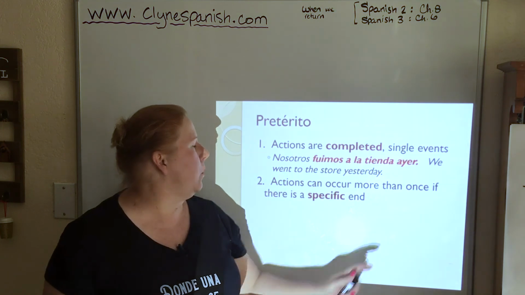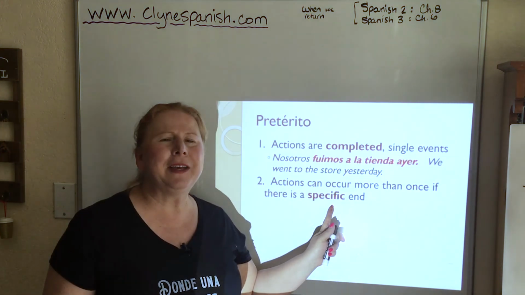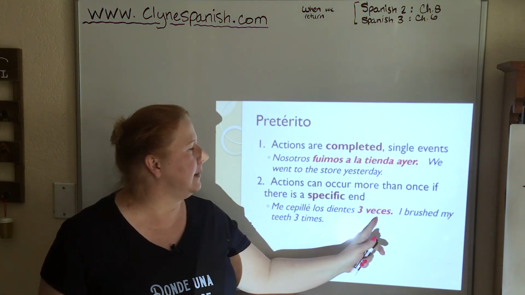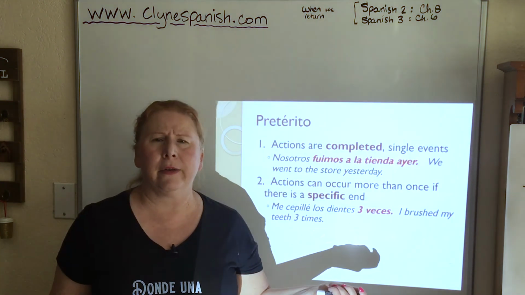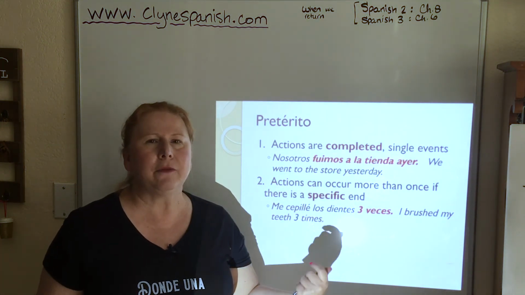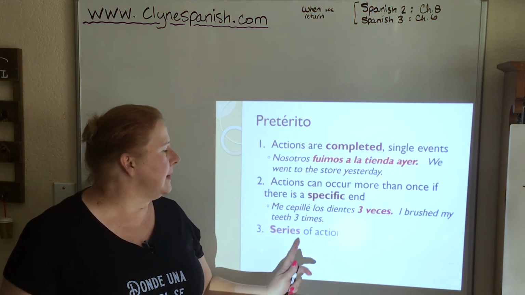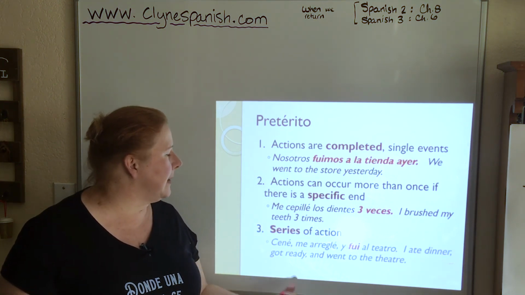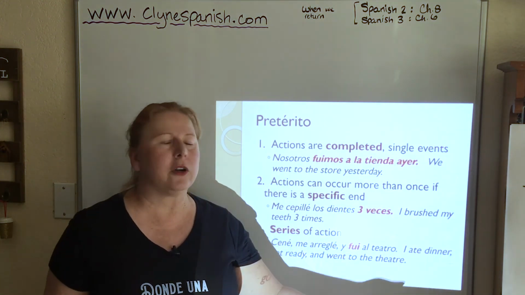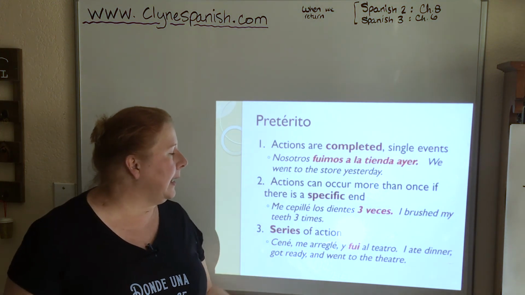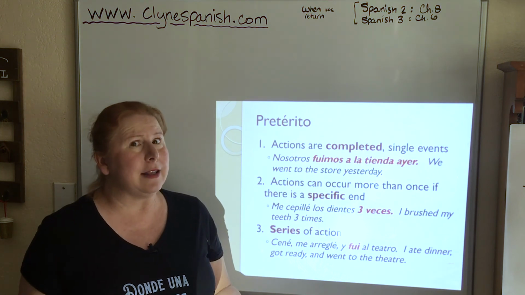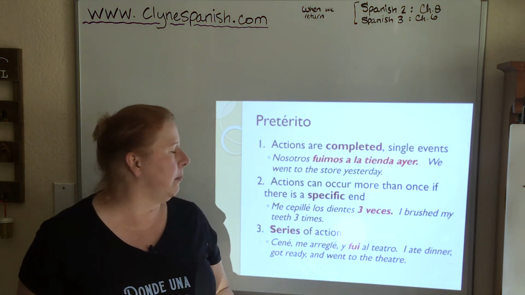Actions can occur more than once, again, if there's a specific end to it. So what do I mean by that? Me cepillé los dientes tres veces. I actually brushed my teeth three times. Now, hopefully you do that every day, but we're talking about it being a specific event. All right, a series of actions. So, cené, I ate dinner, I got ready, and I left for the theater. So that is implying that it was one time that I did that and I left. Not that I work at the theater and I do that every day. That would be the imperfect.